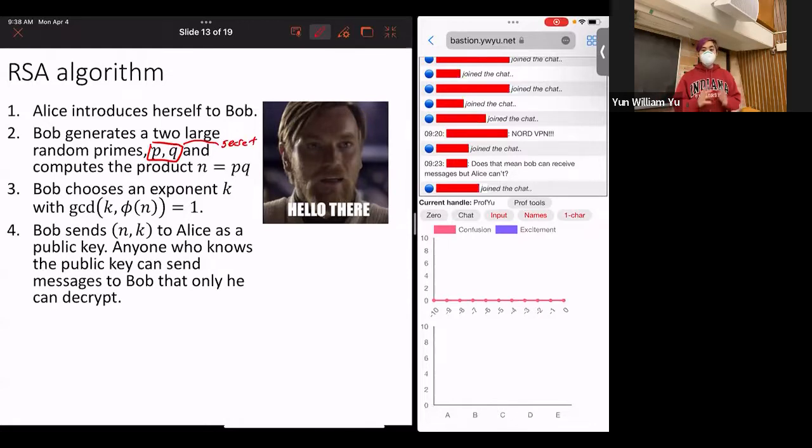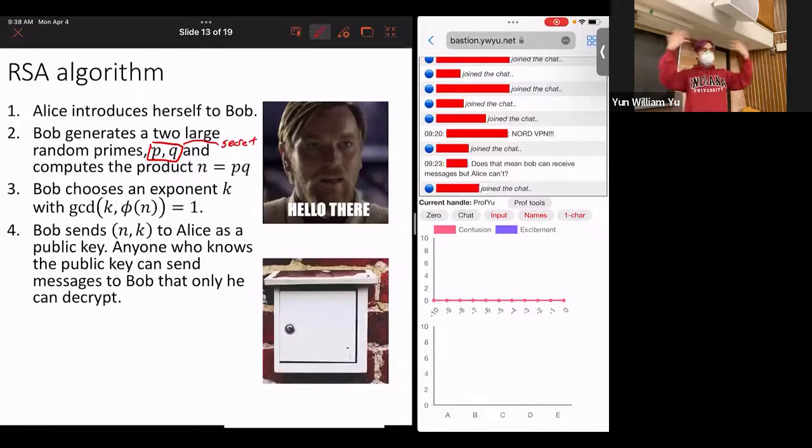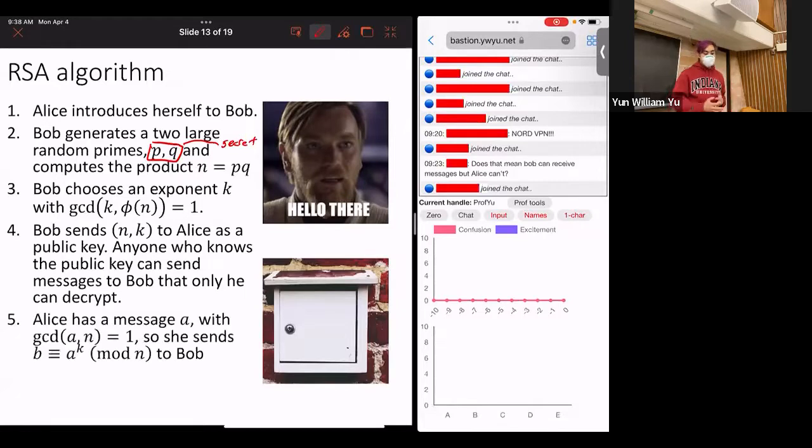Anyone who knows the public key can send messages that only Bob can decrypt. So anyone who has this information can send messages to Bob, but no one else can decrypt them. Well, how does Alice send a message? It's like this mailbox example. Alice has a message a. Let's say that the message is a number. Obviously, we know how to encode letters into numbers, and so this means that you can send a text message by doing this. She has a message a, she wants to encrypt it. So what she does is she sends b, congruent to a to the k mod n, to Bob.